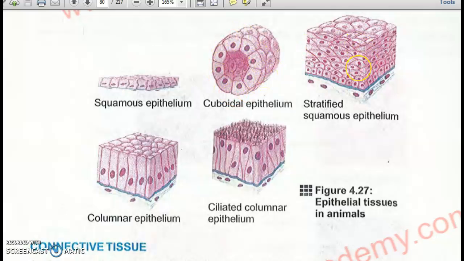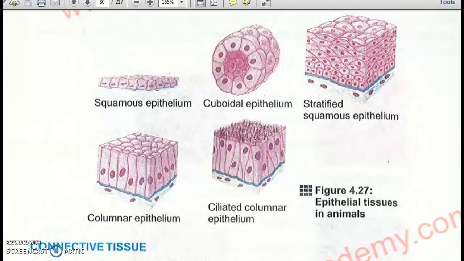This is the stratified squamous epithelium, flat cells, but they are arranged in a number of layers, right? See, the number of layers is many. Columnar epithelium: cells are elongated and arranged in columns. This is ciliated columnar epithelium. These are also long cells arranged in columns and they are furnished with hair-like projections known as cilia.